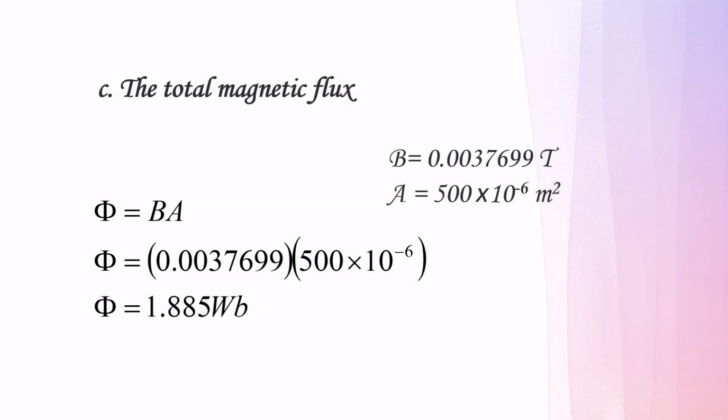C. The total magnetic flux. The magnetic flux can be calculated by multiplying cross-sectional area with the magnetic flux density. Multiply the magnetic flux density we got from question 1b with the cross-sectional area 500 mm squared. We will get 1.885 Weber as the answer for total magnetic flux.